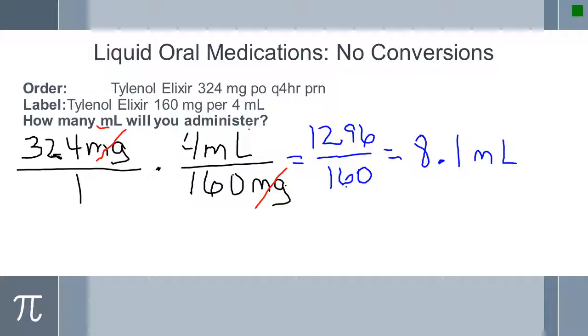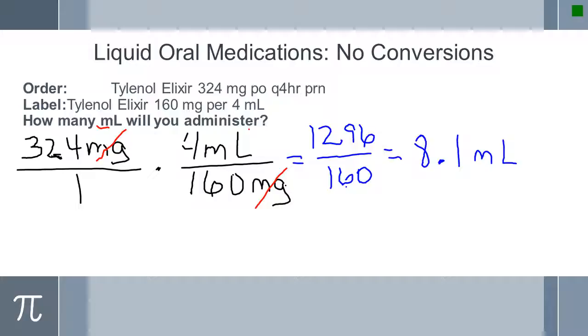Now then, I see that the next part is 160 milligrams per 4 milliliters. So I want my milligrams to cancel. So I'm going to put my 4 milliliters on top, my 160 milligrams on bottom. I'm going to double check by canceling my labels. My milligrams cancel out. I'm left here with mils, which is what I want. So then all I have to do is do my math.